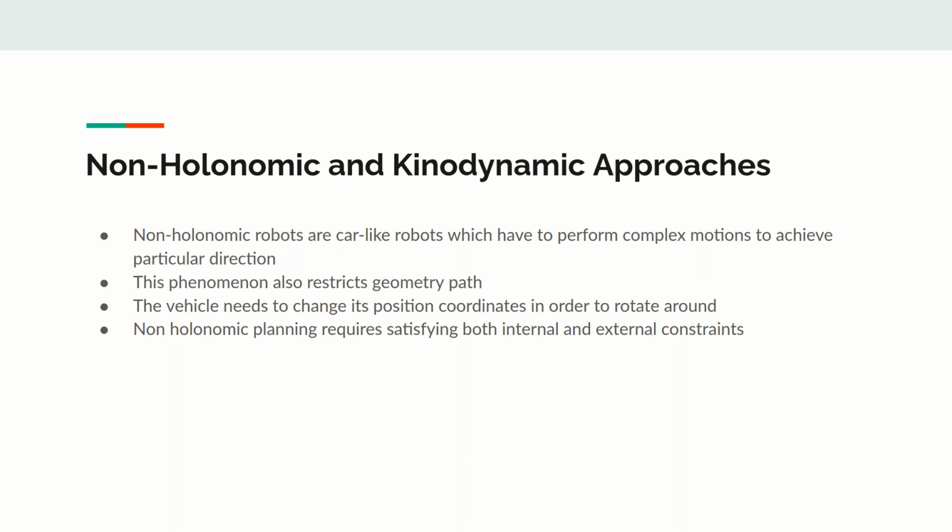So the final classification mentioned in this paper is the non-holonomic and kinodynamic approach of RRT star. Non-holonomic robots are car-like robots which have to perform complex motion to achieve a particular motion. This phenomenon also restricts the geometric path from one point to another point. The vehicle needs to change its position in order to rotate around. Non-holonomic planning requires satisfying both internal and external constraints, hence it's a little more complicated to calculate compared to the previous approach.